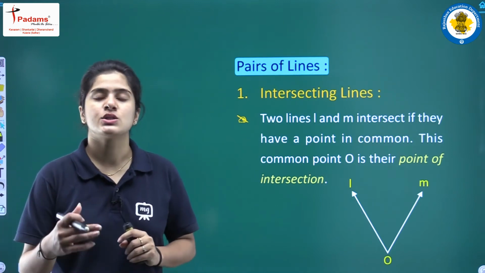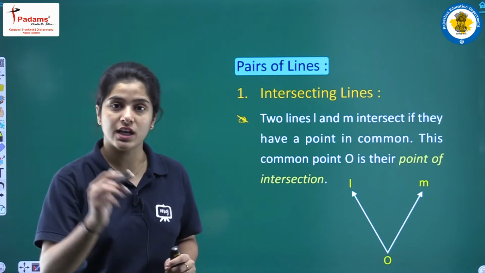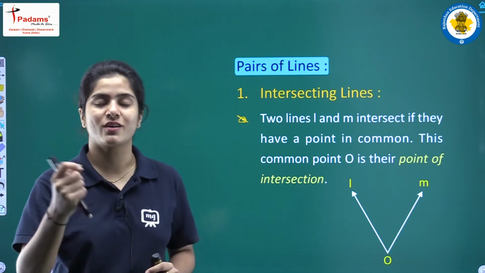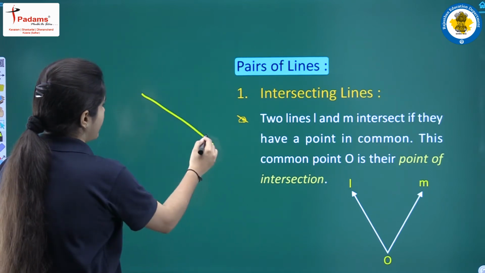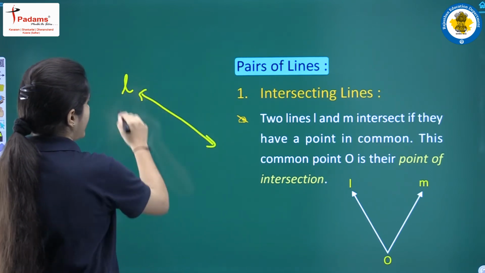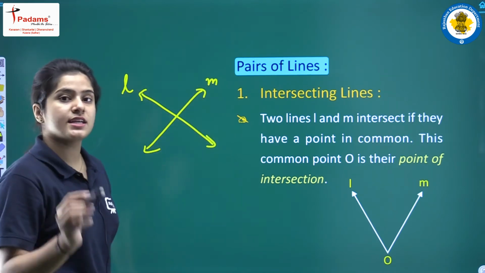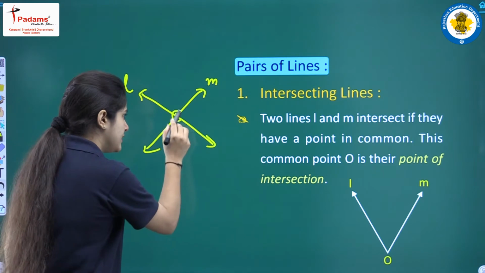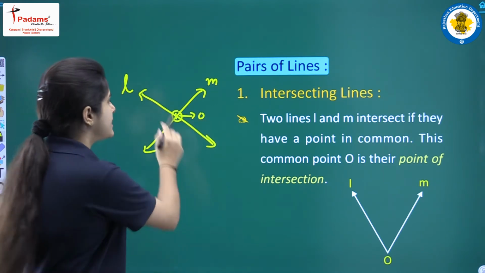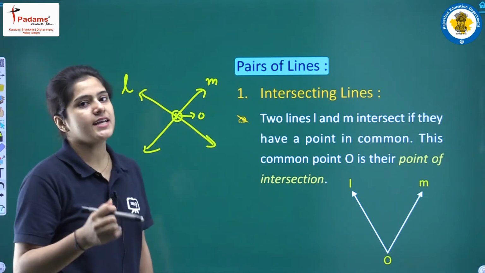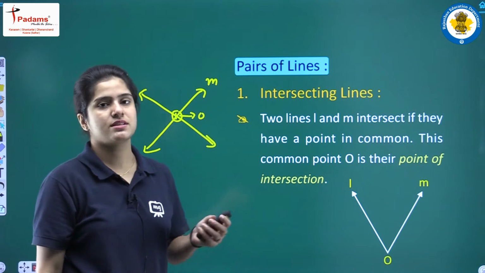Okay, students? So what do you mean by intersecting line? The lines that are cutting each other at a certain point are called intersecting lines. Alright, students? For example, if this is line L, and if this is line M, then these two lines are cutting each other at this common point, right? And this common point is called the point of intersection, and these two lines together will be called intersecting lines. That means that these two lines are intersecting at a particular point.